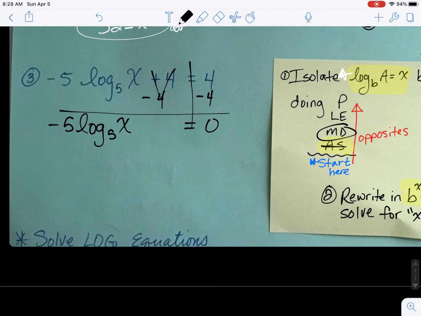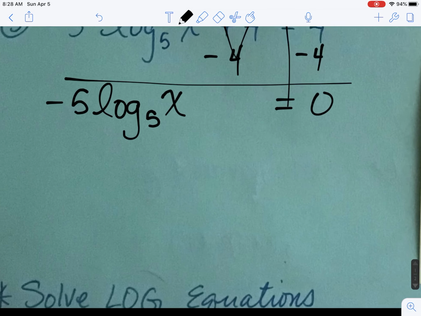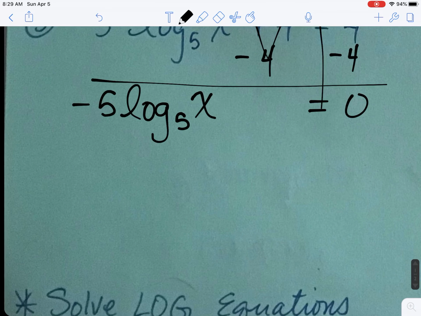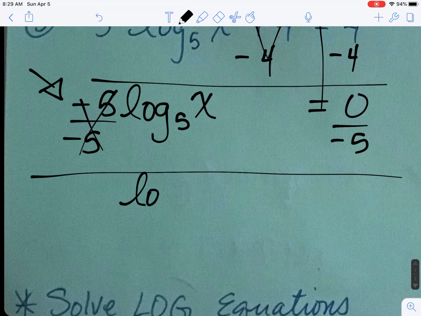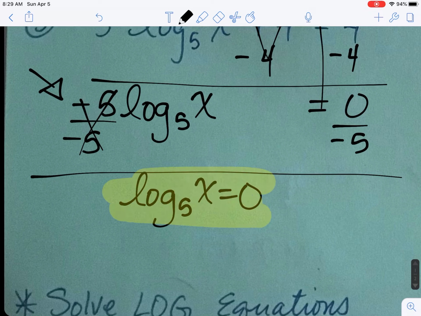Let's move up to multiply and divide. Do we have any multiply and divide? Yes, we're multiplying by negative 5 right here. Do the opposite of multiplying by negative 5. Let's divide by negative 5. That'll be easy. So we have log base 5 of x equals 0 divided by negative 5, which is 0. We have this in our log-box form. Remember, log-box.